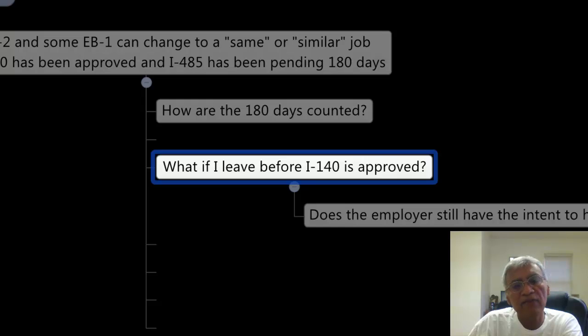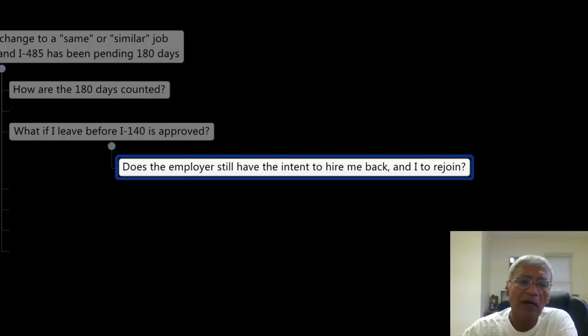What if I leave before the I-140 is approved? So I'm working for an employer, and before my I-140 gets approved, I leave. What happens then? Well, Mr. Yates made that quite clear, that as long as the I-140 was approvable when filed, even if you left, it's not going to affect the merits of your AC21 claim. So once again, if the I-140 was approvable when filed, even if you left before the I-140 is approved, it's not going to hurt the merits of your I-140. But there's something you need to worry about for a second. Does the employer still have the intent to hire me back and I to rejoin? In other words, what triggers AC21? It is not the approval of I-140.